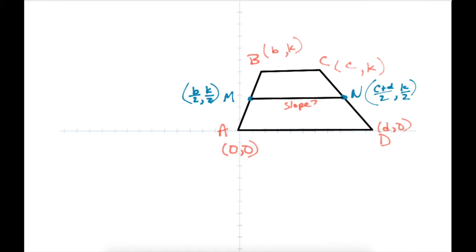So I need to find the length of AD and the length of BC, add them together and divide by 2, and compare it to the length of MN using my distance formula. So it's very, very similar to the previous example. The nice thing is my distance formulas are going to clean up nicely because they're all horizontal lines.